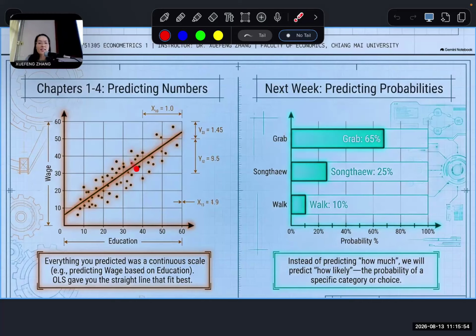Basically, they are the same toolbox, just different questions. Instead of predicting a value, we are predicting a probability distribution over categories.